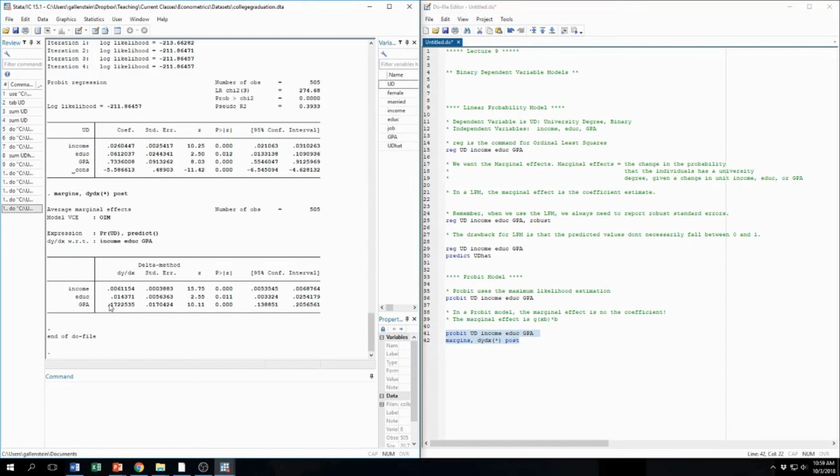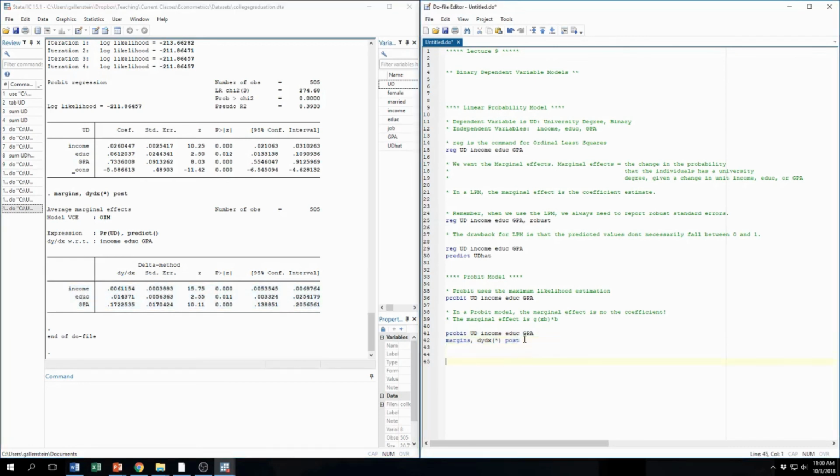And an increase in the student's high school GPA by 1 point will increase the probability of getting a university degree by 17%. Okay, so that's what I would report here. These are the marginal effects.